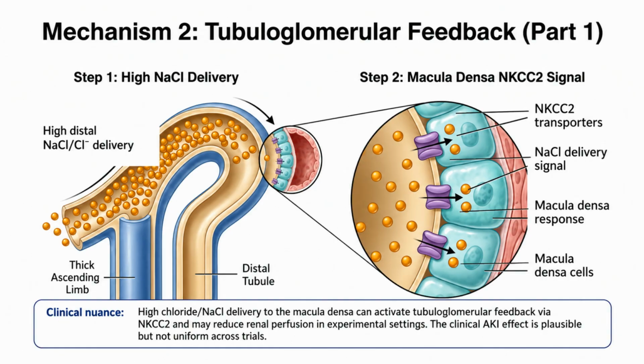The clinical nuance is important. This mechanism is biologically plausible, but clinical acute kidney injury outcomes are not uniform across trials. The physiology gives us a reason to be cautious with large chloride loads, especially in susceptible patients. It does not prove that every saline exposure causes kidney injury. The next step is the hemodynamic consequence.